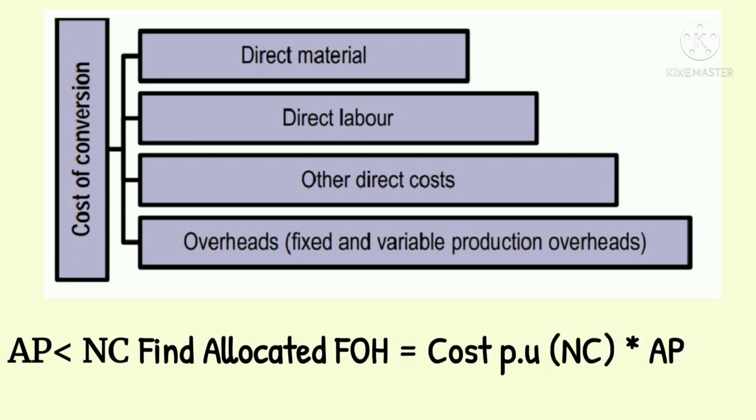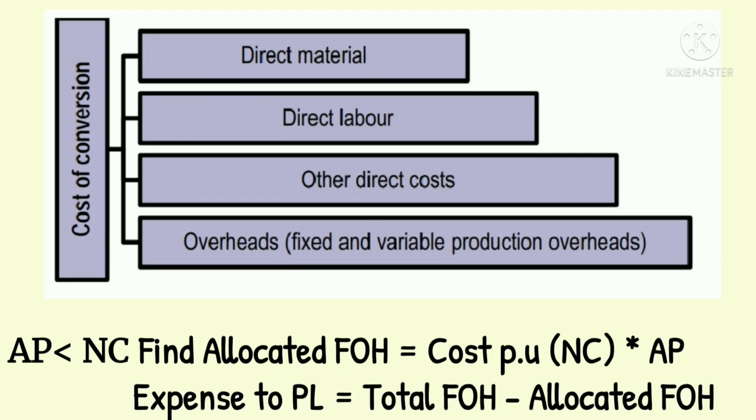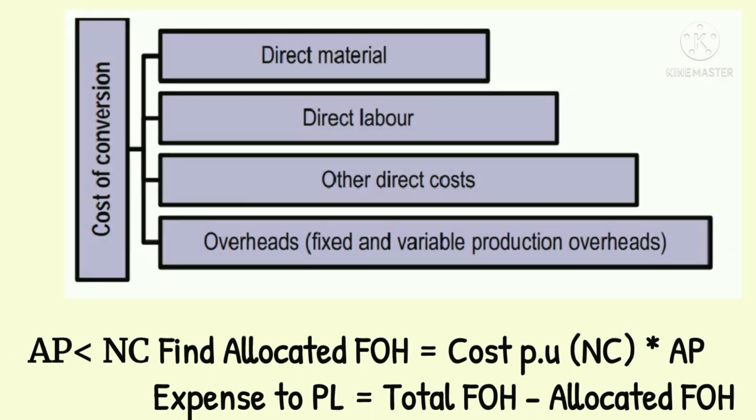For that, we will have to first find out the cost per unit of fixed overhead based on normal capacity and not the actual capacity, and multiply it with actual production. This figure will be equal to the allocated fixed overhead, which we will add to the figure of inventories to find out the cost of inventories. And the remaining amount, that is total fixed overhead minus the allocated fixed overhead, will be expensed off to P&L. So this was all about what are the costs that are to be included in the cost of inventories.